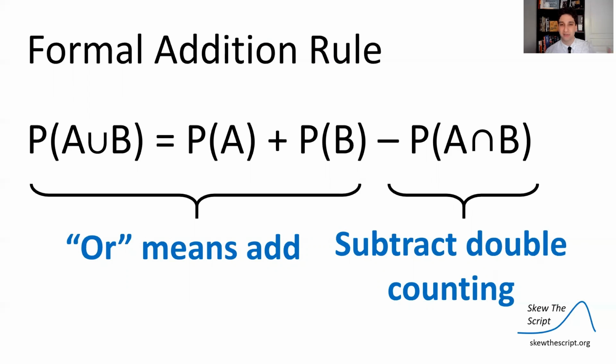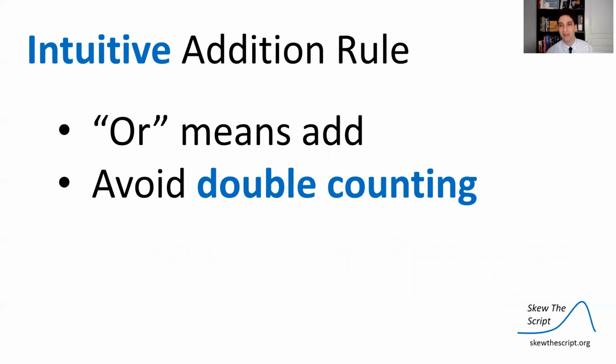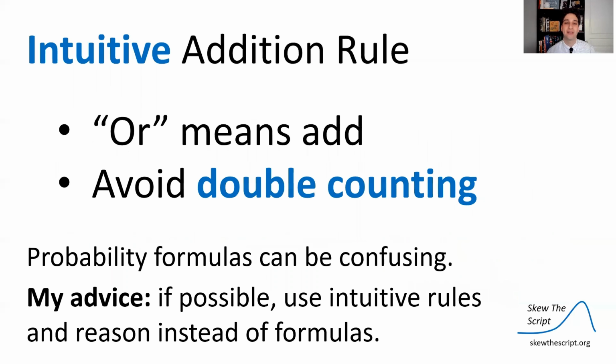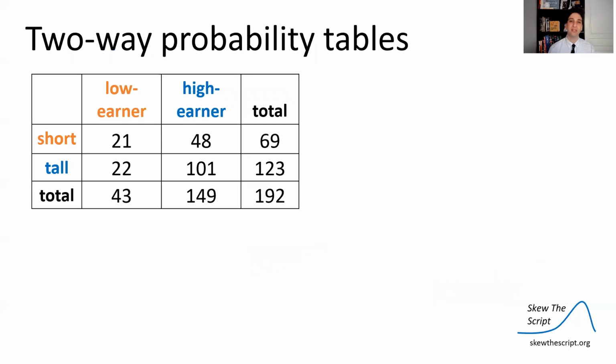So instead of using this formal addition rule, I would encourage you to use what I call the intuitive addition rule. So don't worry about formulas when talking about probability. They can often confuse. Instead, use this intuitive rule. When you see an or condition, or means add, and also avoid double counting. My advice is to use this general guidance when going through probability problems that can often be complex. So also one side note, you might be given 2-way tables that are not counts, but probabilities.